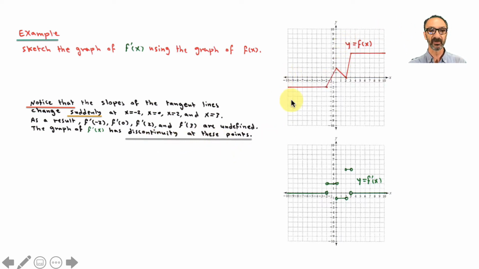See, this is a continuous graph. This is f prime. It's not continuous. It's pieces: 1, 2, 3, 4, 5. Hopefully that's clear. Let's move on to another example.